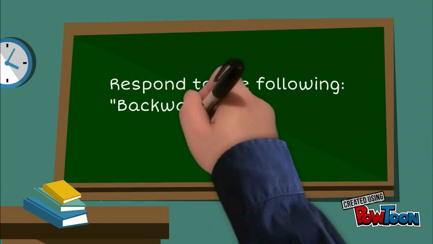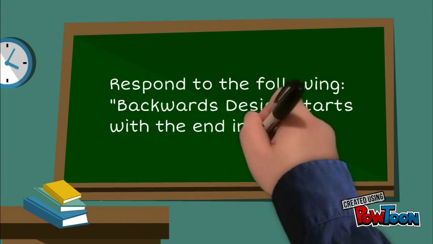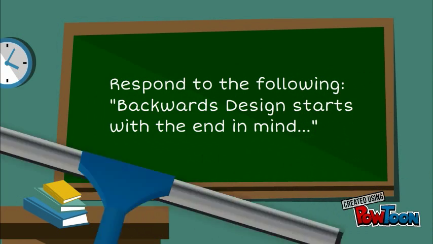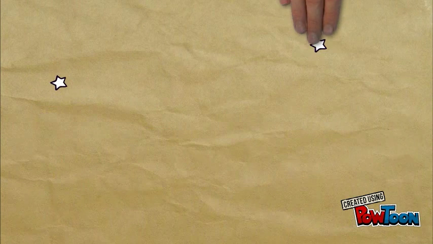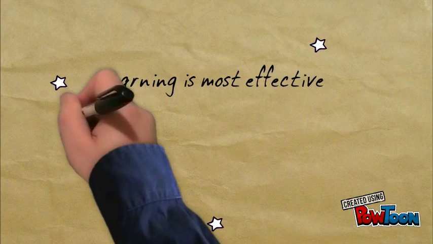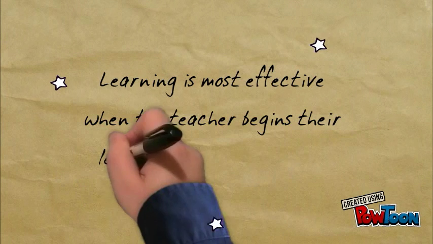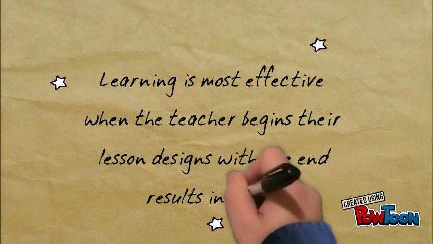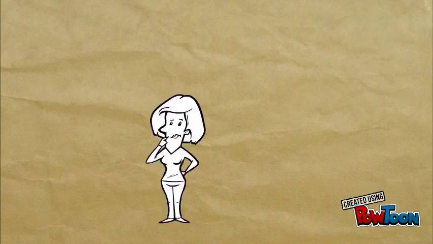Respond to the following. Backwards design starts with the end in mind. Wiggins and McTighe wrote that learning is most effective when the teacher begins their lesson designs with the end results in mind. To do this, educators must ask themselves three essential questions.